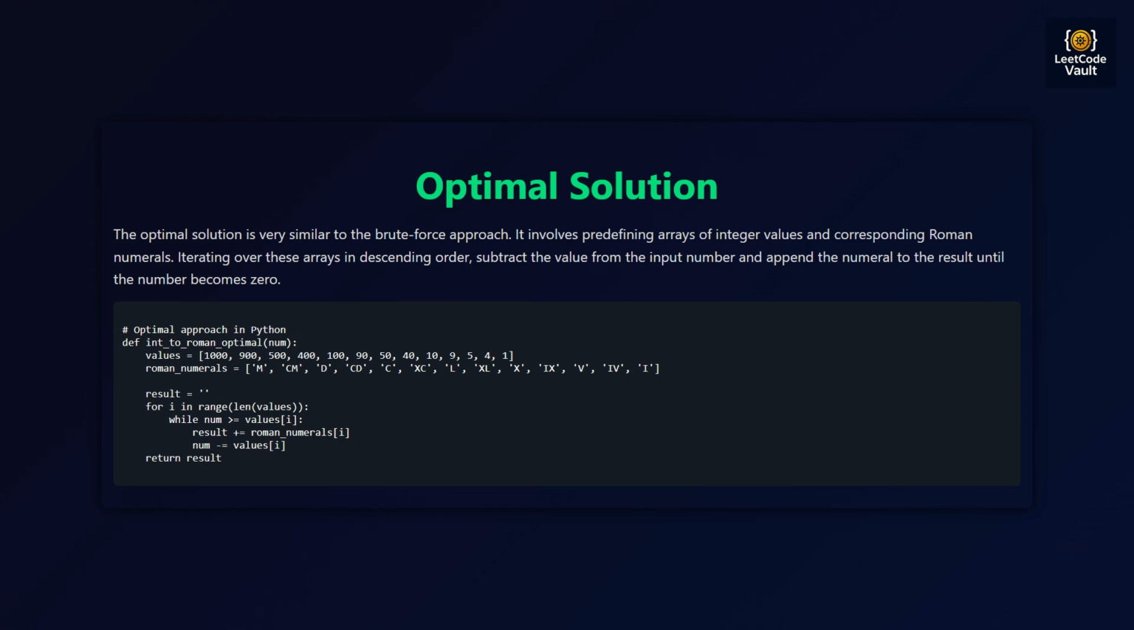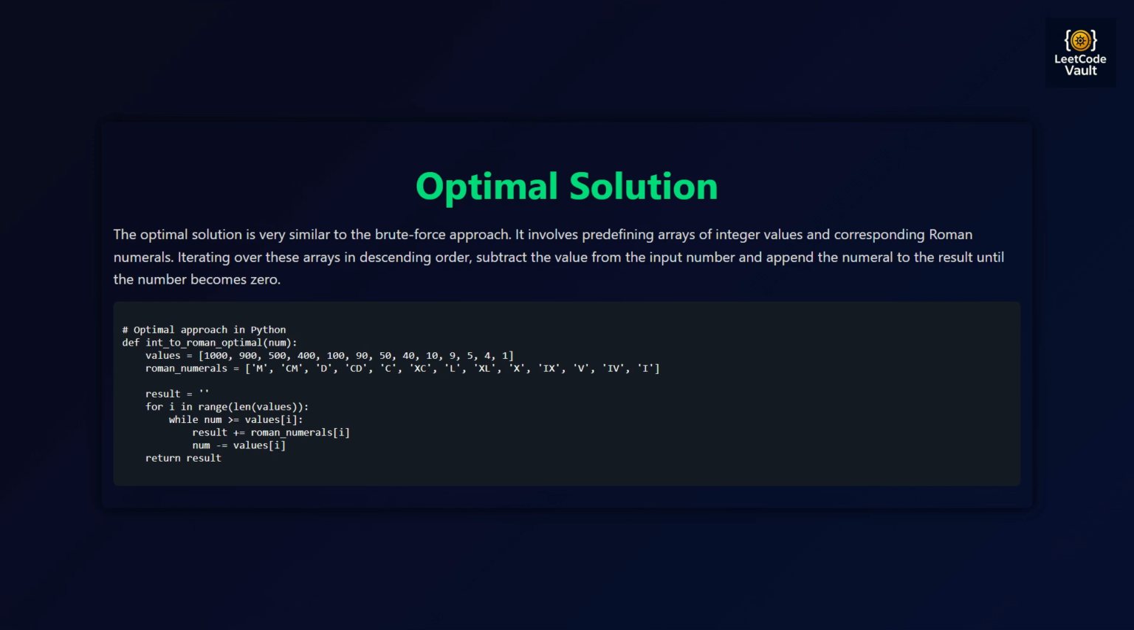Optimal solution. The optimal approach involves leveraging the patterns we observed in the examples. We can create a mapping between integers and their Roman numeral representations. This mapping will include both the standard values I, V, X, L, C, D, M and the subtractive combinations IV, IX, XL, XC, CD, and CM.